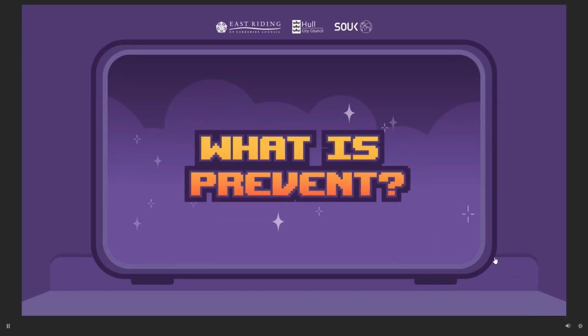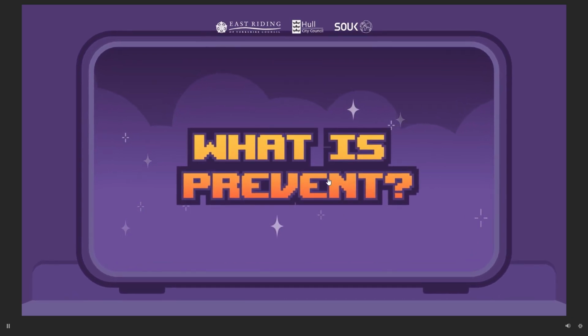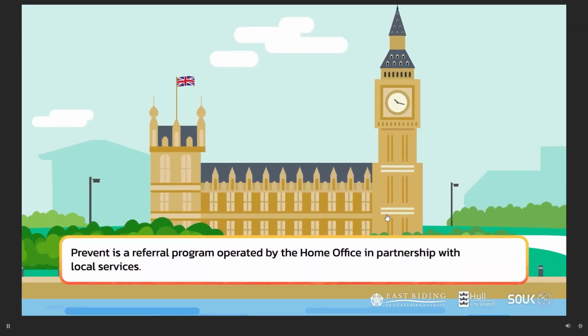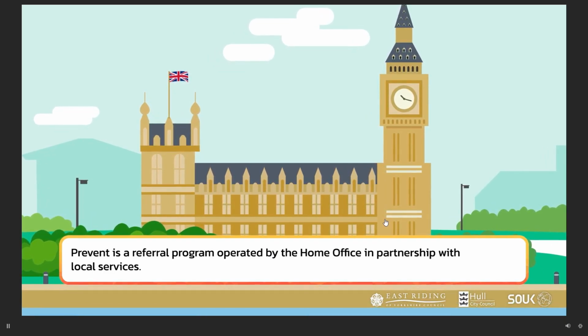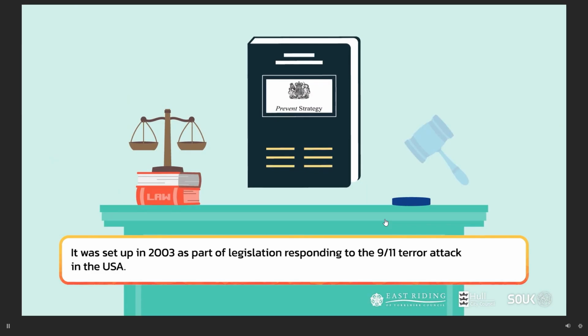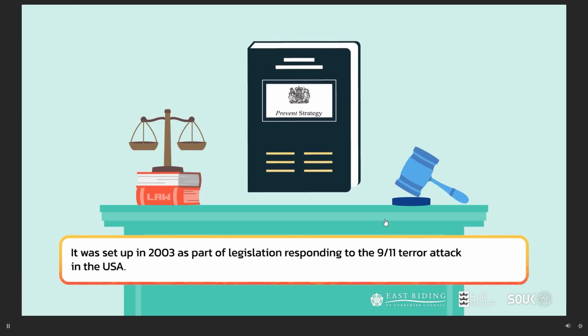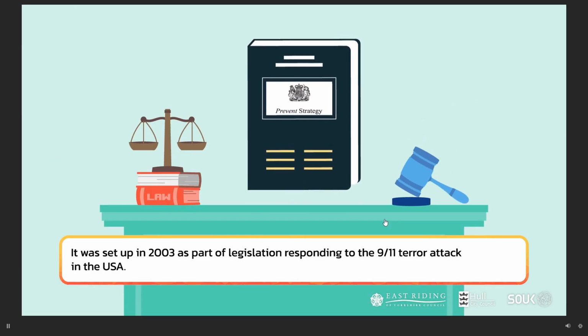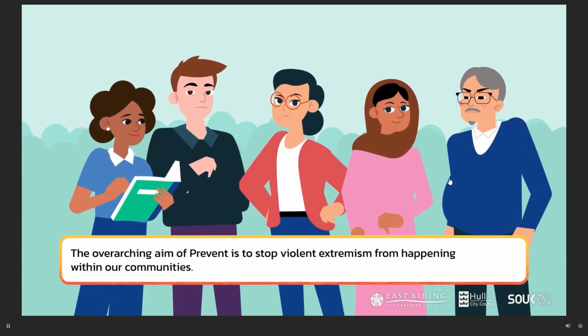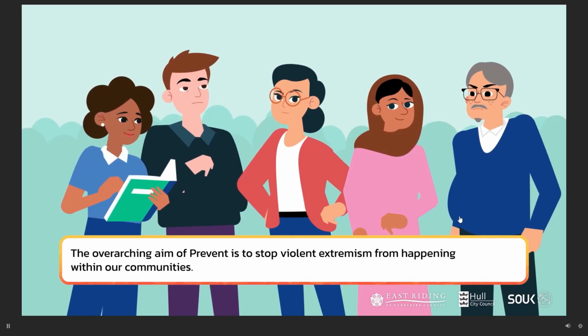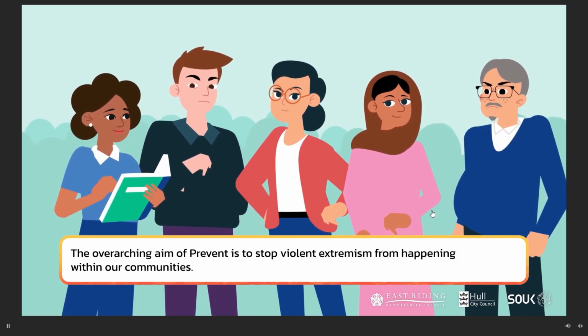Now let's spend 10 minutes learning about Prevent. Oh god, no, I can't skip the video. Prevent is a referral program operated by the Home Office in partnership with local services. It was set up in 2003 as part of legislation responding to the 9/11 terror attack in the USA. The overarching aim of Prevent is to stop violent extremism from happening within our communities.